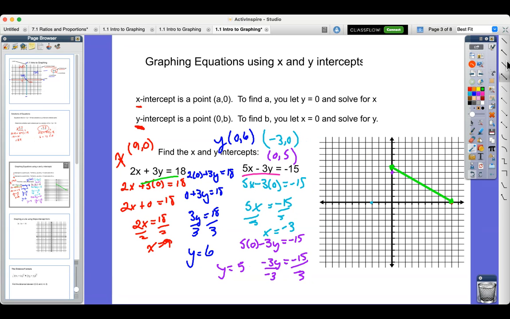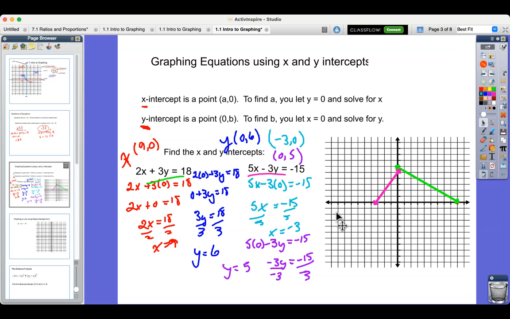The line for this will go from one end to the other. Hot pink. So we go from here to there, y'all. And that is our line. So we graphed our equation using only the x-intercept and y-intercept.